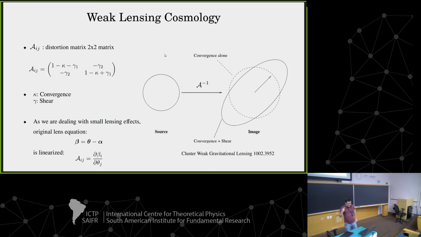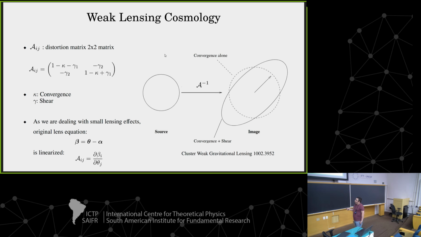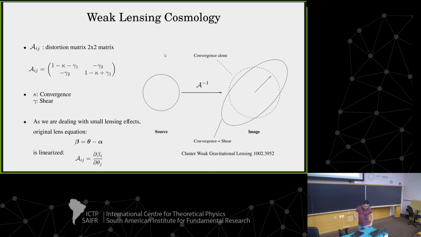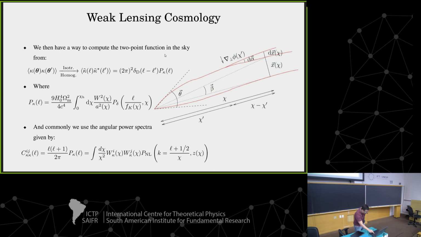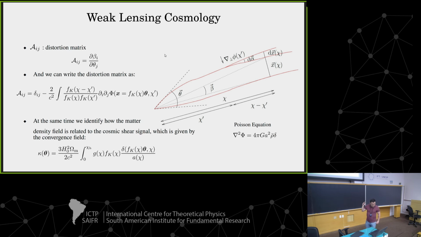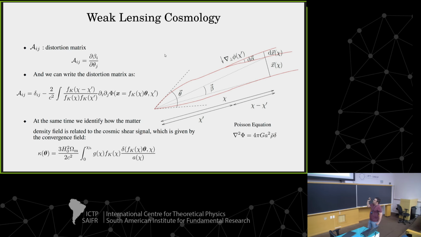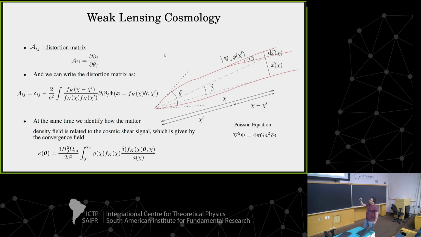Since it's a very small effect, the lens equation here we can just linearize. And then this is what we call the distortion matrix, which is going to capture and relate what we are interested to compute. So just jumping ahead a little bit and not explaining in detail, this Aij matrix, the distortion matrix, is going to be related to the Poisson potential phi. And the Poisson potential phi is related to the matter density perturbations via the Poisson equation. So in the end, we're left with this kappa of theta expression, where we have the density perturbations.